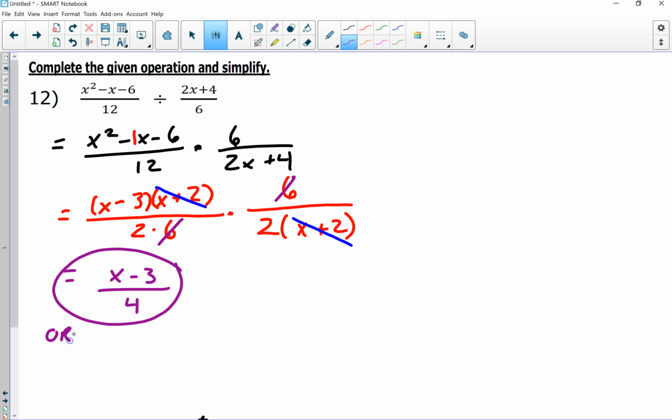Technically, I could divide each term by 4 and think of this as 1/4 x, or x over 4, minus 3 over 4. And that's really equivalent. So either one of those would be mathematically correct answers either way.